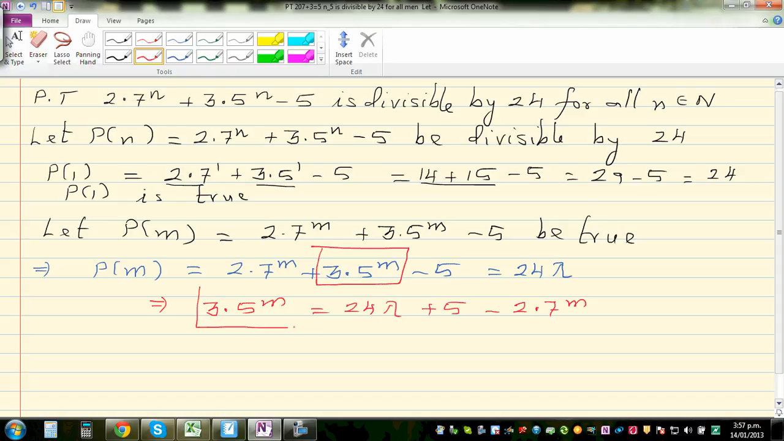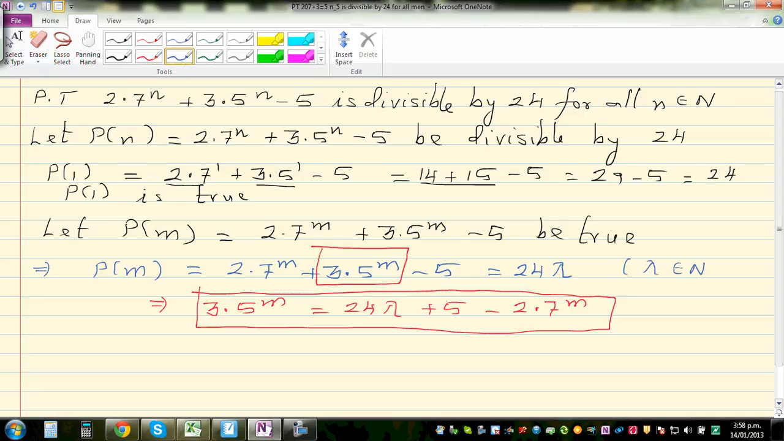Okay, so let me repeat myself. There's nothing wrong in repeating. So what I'm saying is, when you say that P of m is true, what we are saying is P of m is divisible by 24. And if P of m is divisible by 24, that expression P of m is a multiple of 24. And that's why I wrote 24 lambda, where of course lambda is a natural number. Lambda belongs to N, which is natural numbers.